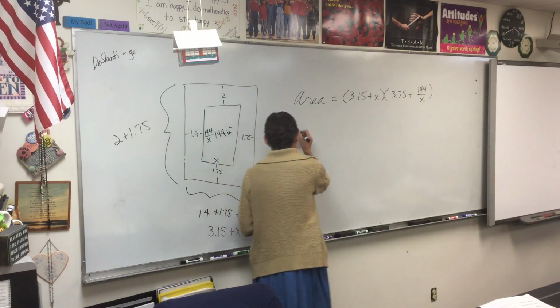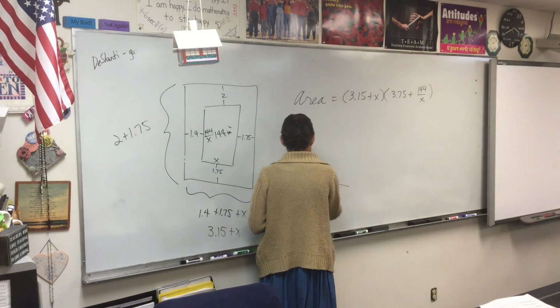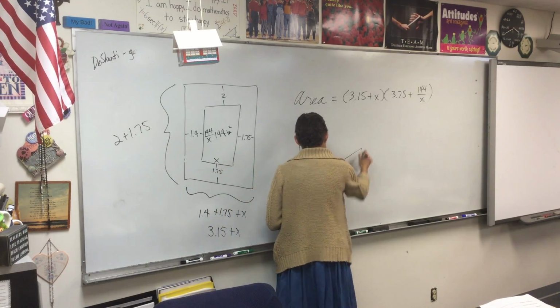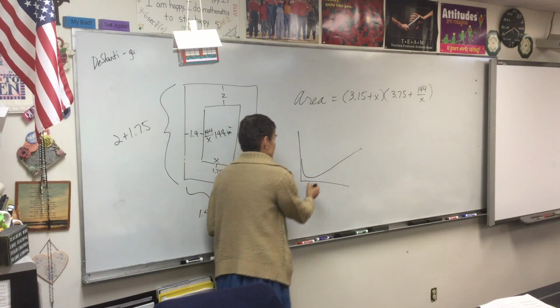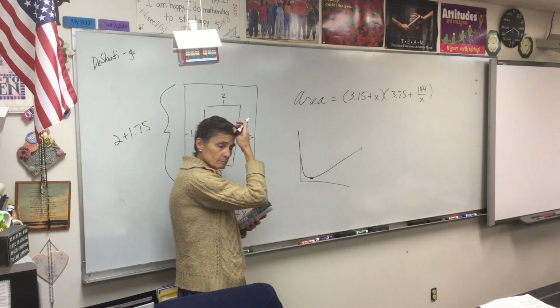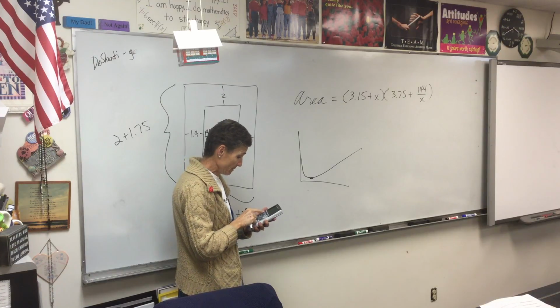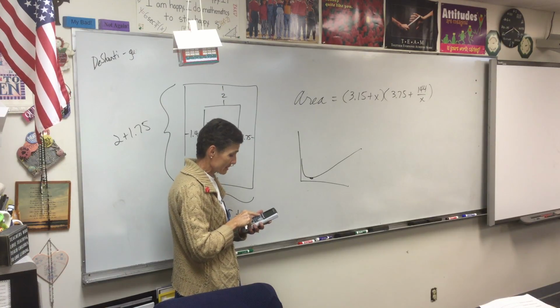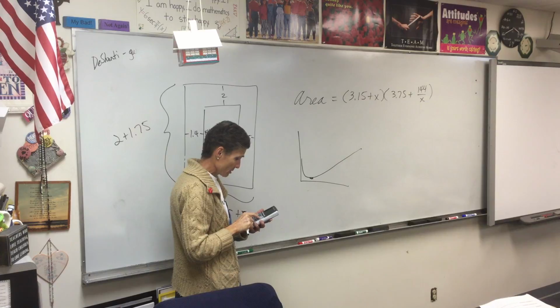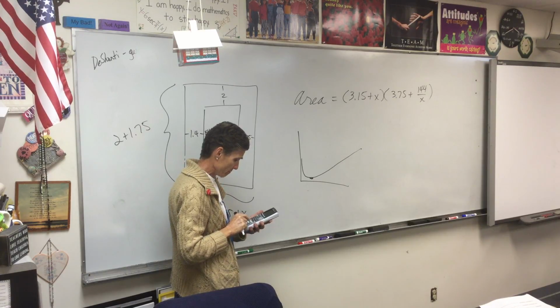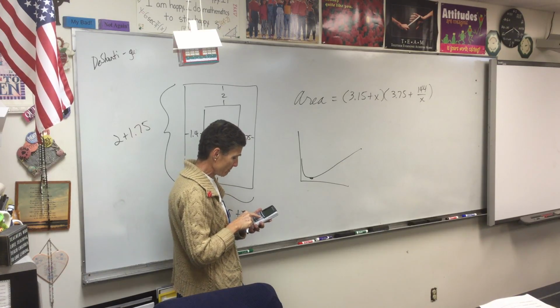Do you have something that looks like a swoosh? My minimum's down here somewhere. So how do I find the minimum? Second calc. Go down to minimum. Set my left bound and right bound.